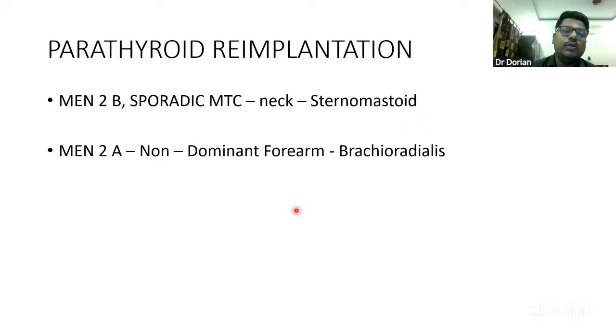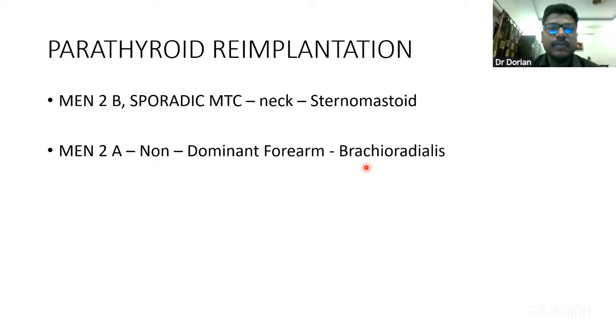So in case of MEN 2A, where parathyroid adenoma is one of the components, you reimplant the removed parathyroid in the non-dominant forearm brachioradialis. 10 years later, patient will come, sir, I've got a swelling in my forearm. You only operated for my neck, operate for this also. Okay. To your surprise, you might find a parathyroid adenoma there. Okay. So in MEN 2A, total thyroidectomy, parathyroid removal, implanted in brachioradialis. MEN 2B and sporadic medullary thyroid cancer, where there is no chance for parathyroid adenoma, implanted in the opposite neck, contralateral sternomastoid. I hope I am clear.